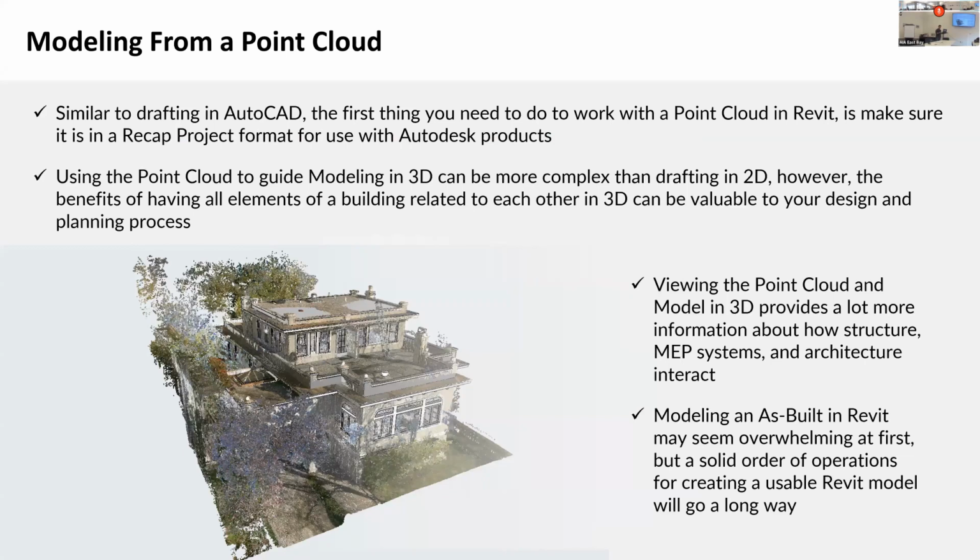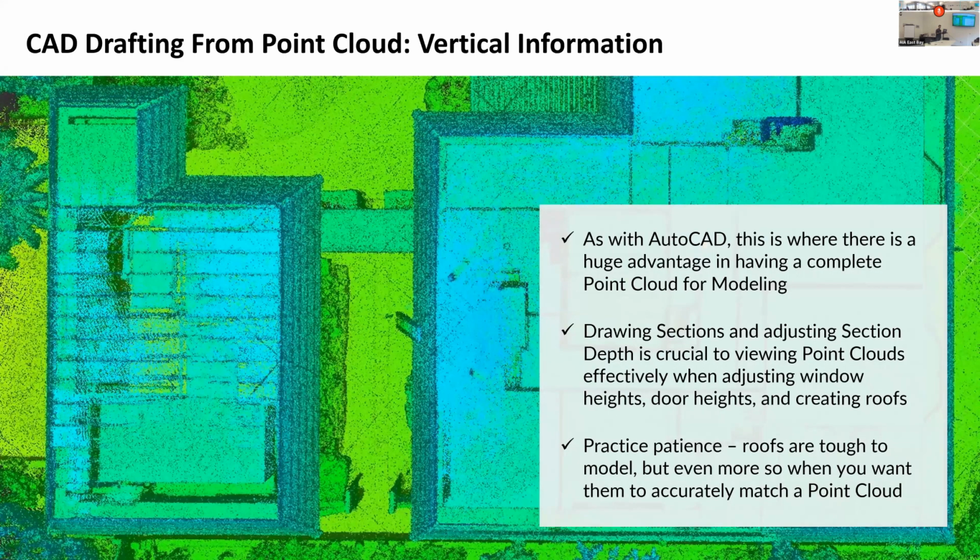So viewing the point cloud, this is talking about modeling from a point cloud. Here's an example. I believe this one is actually taken from one of our more heavy duty scanners. But yeah, it's just building something in Revit. In my experience, you could do more with it later on, like I was talking about sections earlier. And as with AutoCAD, this is a huge advantage when you have a complete point cloud for modeling. Using sections and adjusting section depth is crucial to viewing the point clouds effectively.